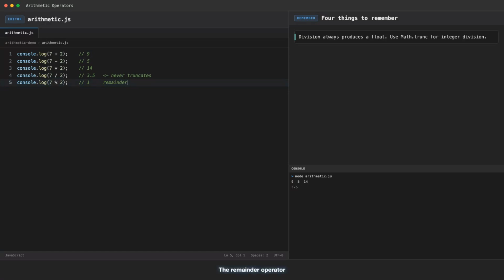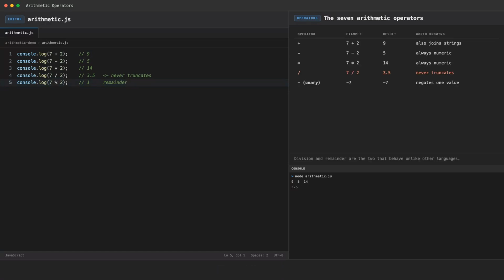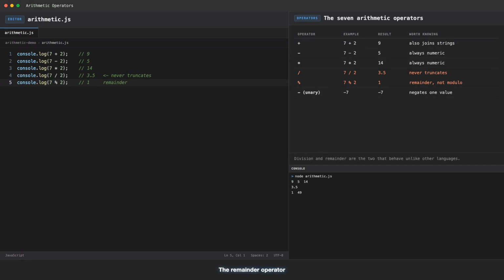The next operator is the one beginners use least. The percent sign is the remainder operator. It answers what is left over after dividing evenly. 2 goes into 7 3 times, leaving 1 behind. So 7 remainder 2 gives us 1. This operator is far more useful than it first appears. The most common use is testing whether a number is even. Any even number has a remainder of 0 when divided by 2. So a single comparison tells you even or odd instantly.